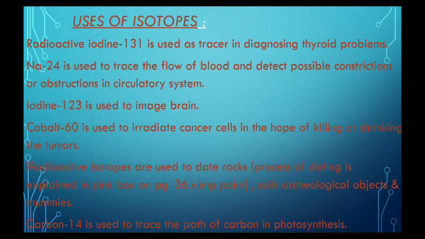Then carbon 14 is used to trace the path of carbon in photosynthesis. It is also used to find out the path of the carbon as a nutrient in the process of photosynthesis, and it is also helpful. So these are the uses of the isotopes. You have to prepare this topic fully. I think it is very clear to you.